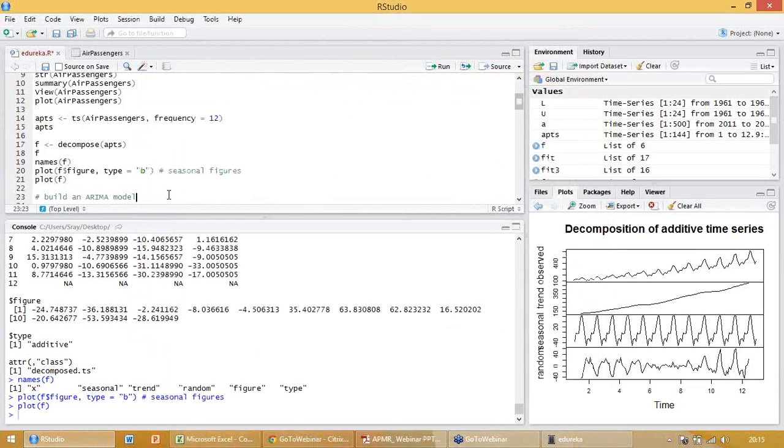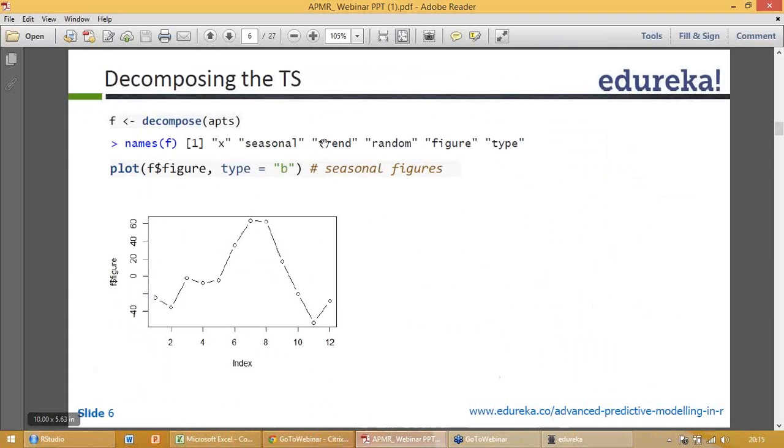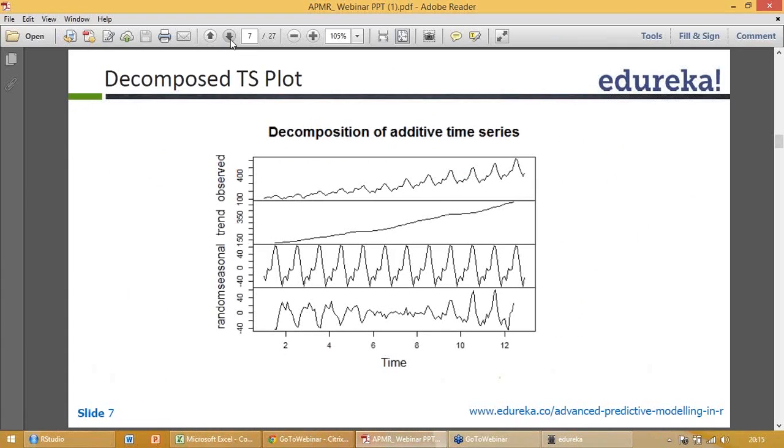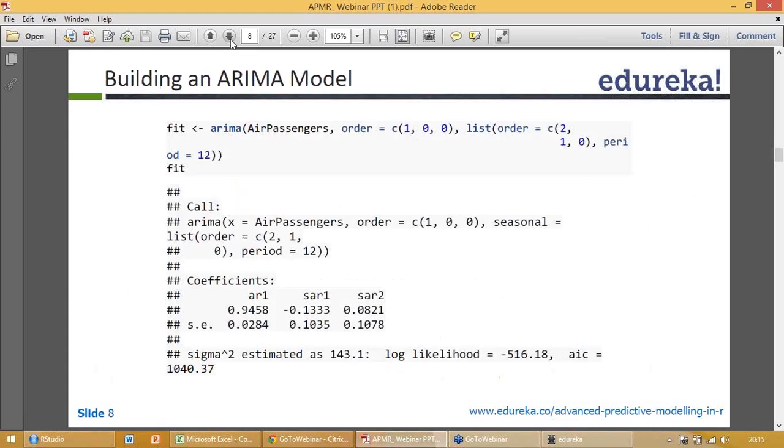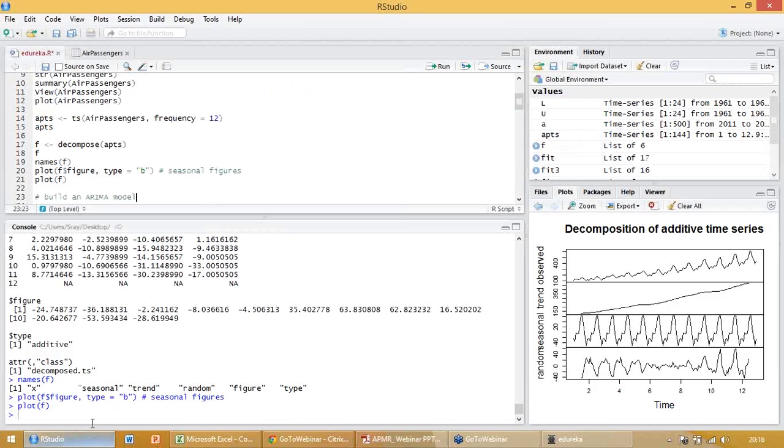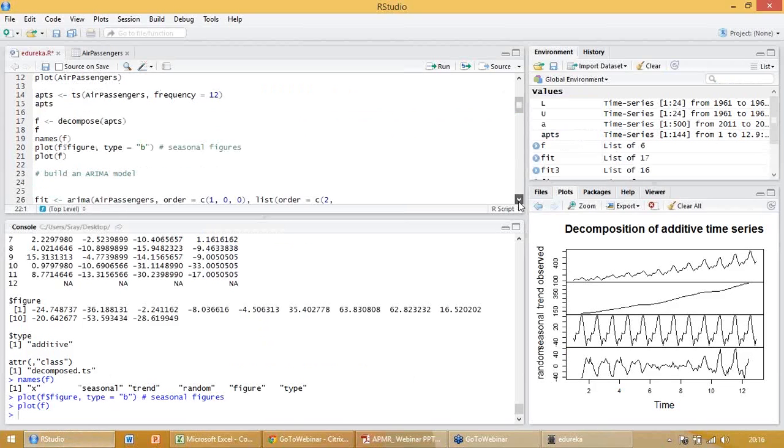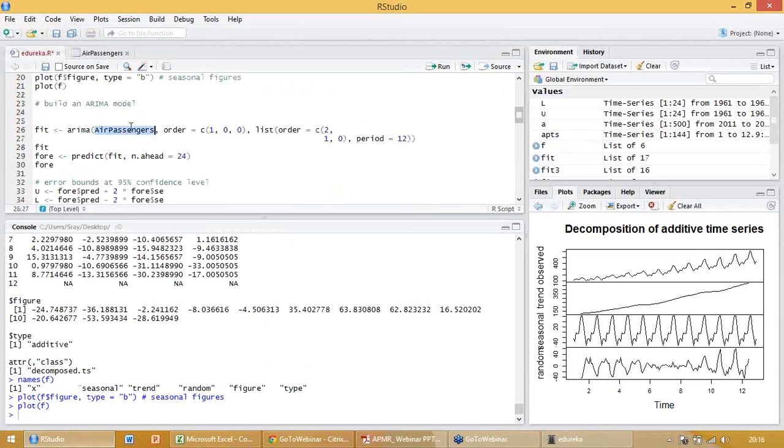Okay. Now we will try to build a model out of it, right? So what would a model look like in this case? A model is called an ARIMA model, which is called Autoregressive Integrated Moving Average Model. This is the basic forecasting model, ARIMA. Going by my understanding and knowledge, I manually fit a model. So the manual fit model will be called AirPassengers, my data set, order 1 0 0.